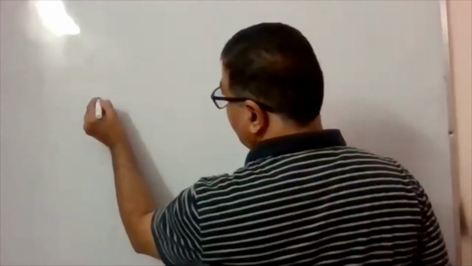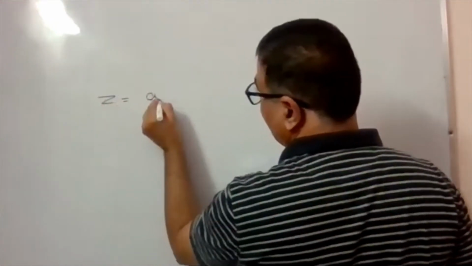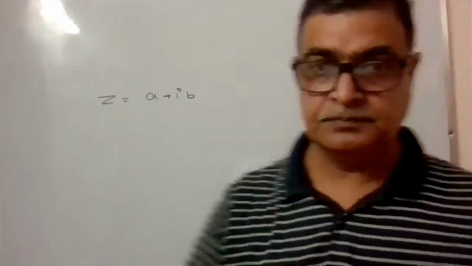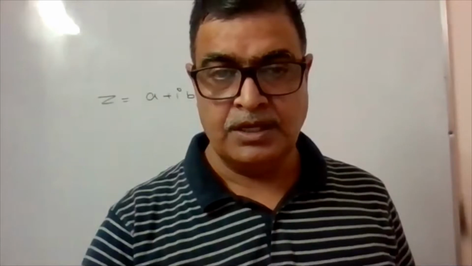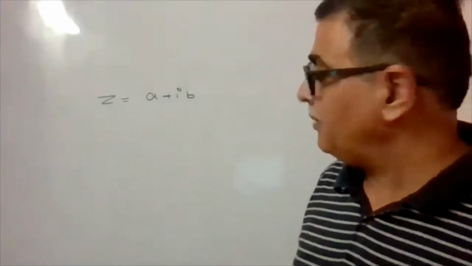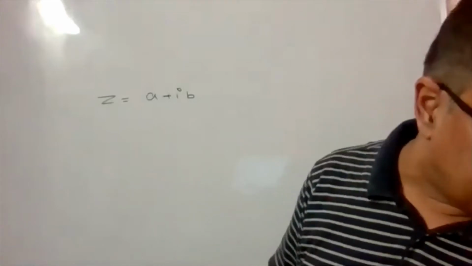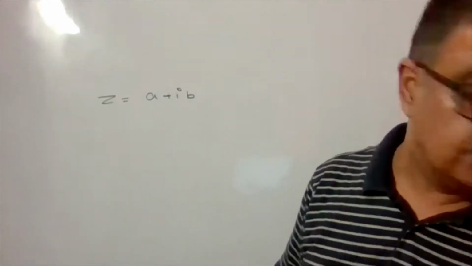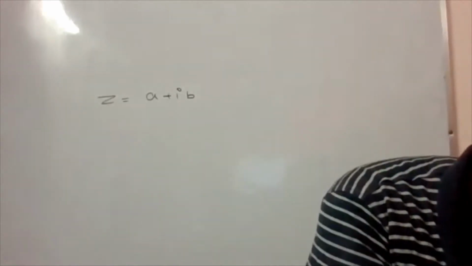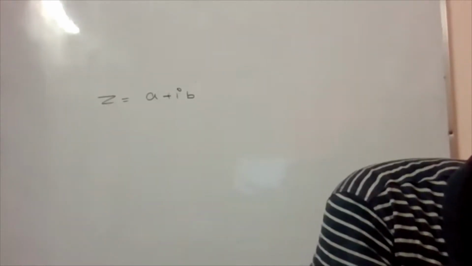Just check here. Let Z be a complex number, given as A plus iota B. That is the complex number we have. Then if its modulus we want, then modulus is nothing but under root of A square plus B square.